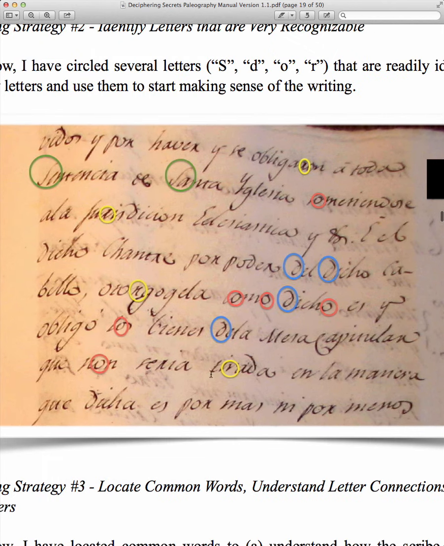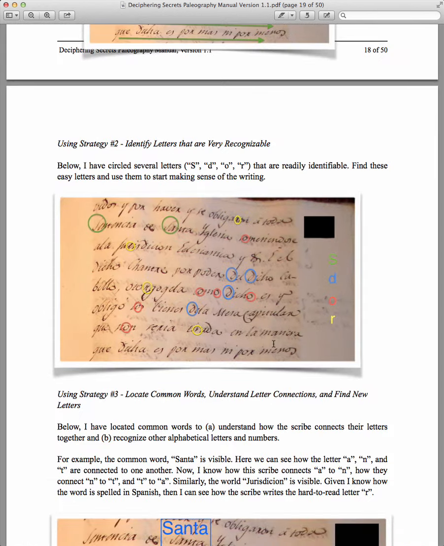And then lastly, just because I find R's really challenging, I've become accustomed to seeing them right away. So circled in yellow, here's an R up here, there's an R, another R, another R. Now, I've just circled some of the S's, the D's, the O's, and the R's, but the point is to right away get yourself familiar with the document and find those pathways into it that'll make you a little bit more comfortable. Zoom back out here a little bit.